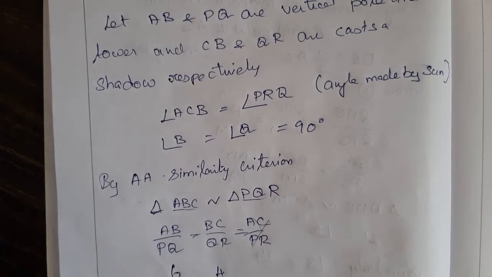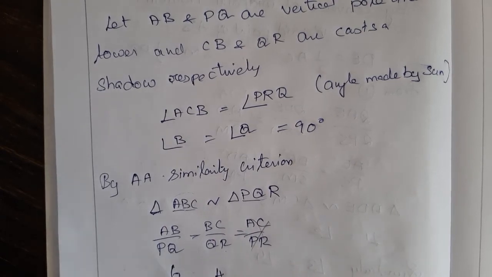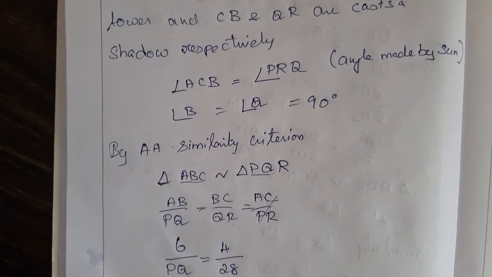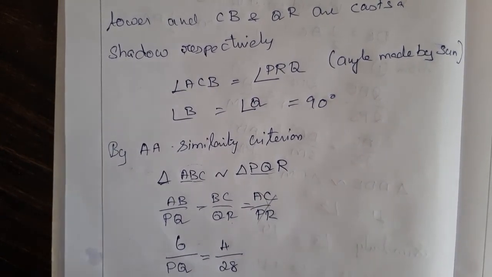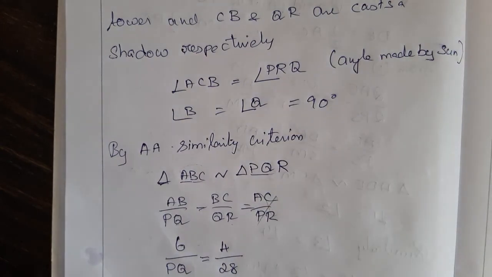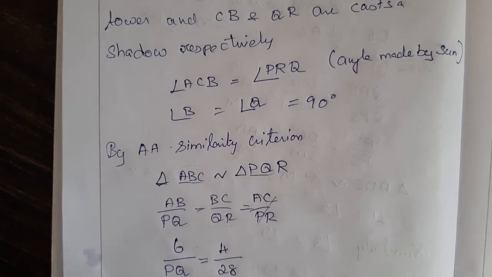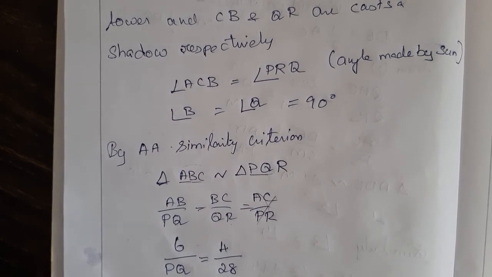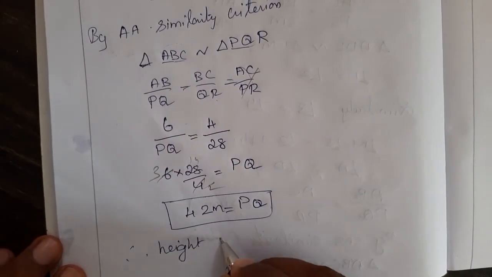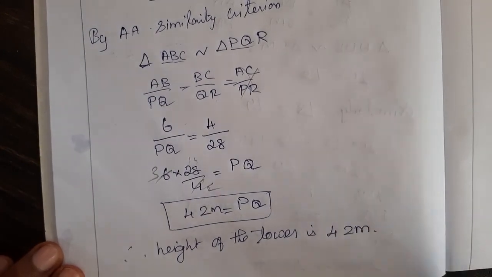So let me take PQ here, and this will become a reciprocal here. So 6 into 28 by 4 is equal to PQ, right? We can simplify it: 14 into 3, so 42, right? 42 meter. So at last you have to write the height of the tower is 42 meter. Thank you.